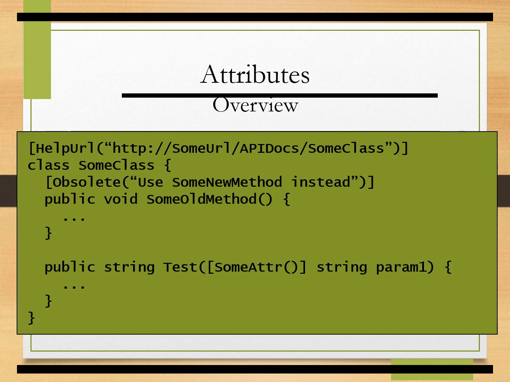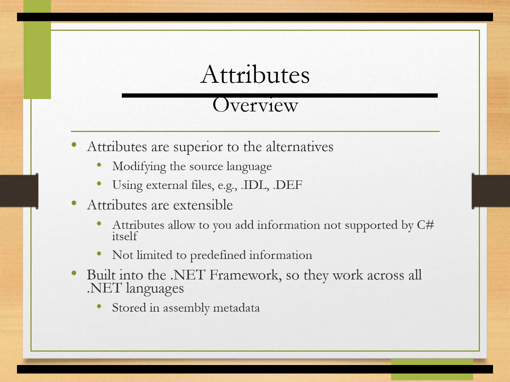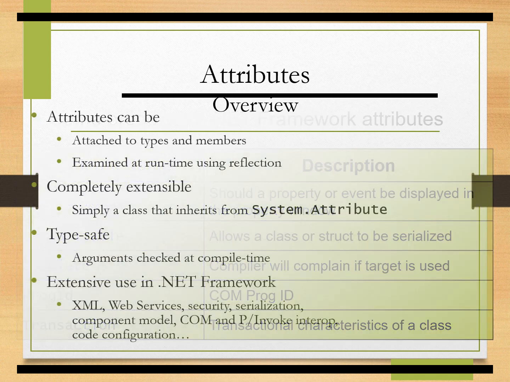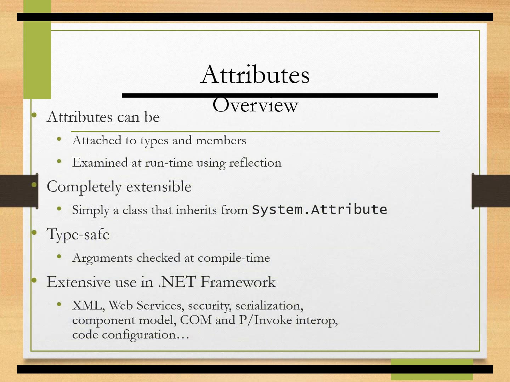You just occupy that URL to transaction method and XML to the product ID with the parameters. And URL is something else. Public void some old method exit from the new method to string to be tested. So you just see the overview of the data, modifying the source language and attributes. The attributes are extendable, not limited to the predefined function, and stored in the assembly. The main difference between attribute name and the description and attributes overviews: type safe, argument check at the compile time.